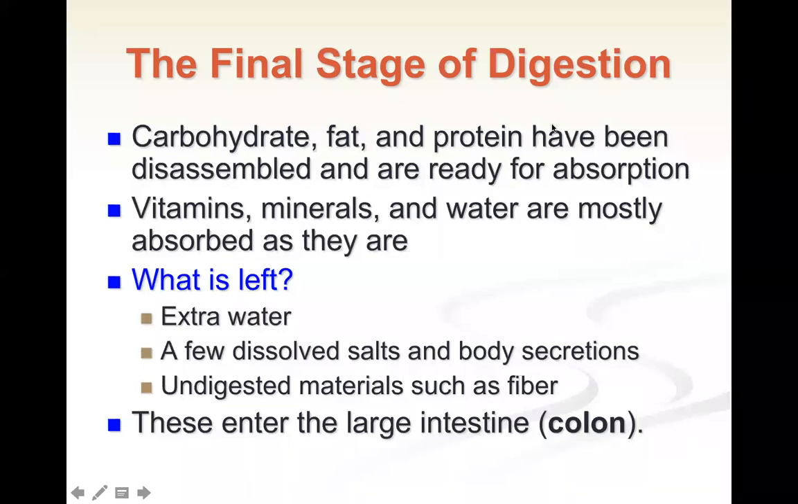Final stage of digestion. So once we have broken down these sugars, carbs, and fats into their small components, and we've broken down vitamins and minerals so that we can absorb them, what happens next? We might have some water left over, we might have some salts left over, and we might have fiber. We cannot digest fiber, and so those things go into the large intestine and are excreted.